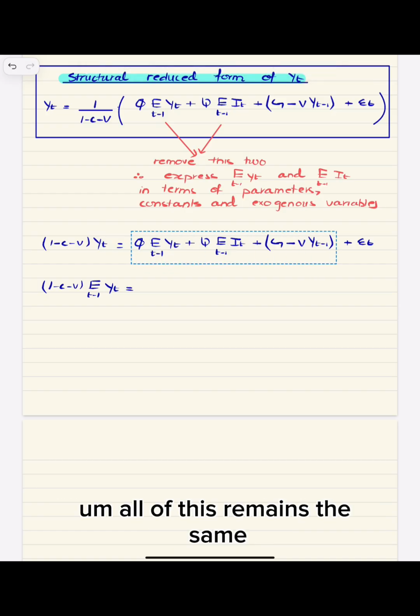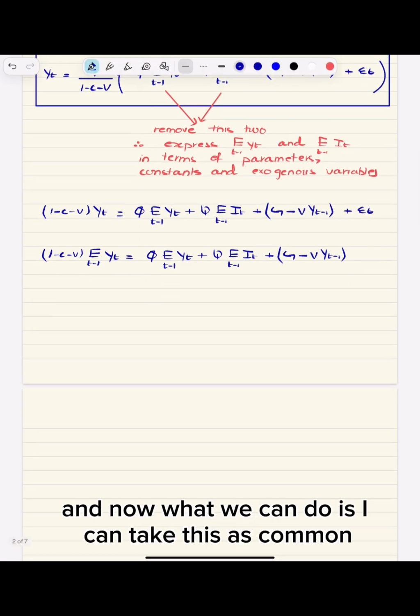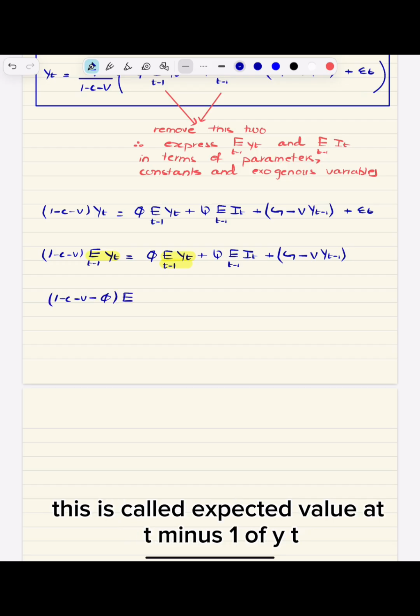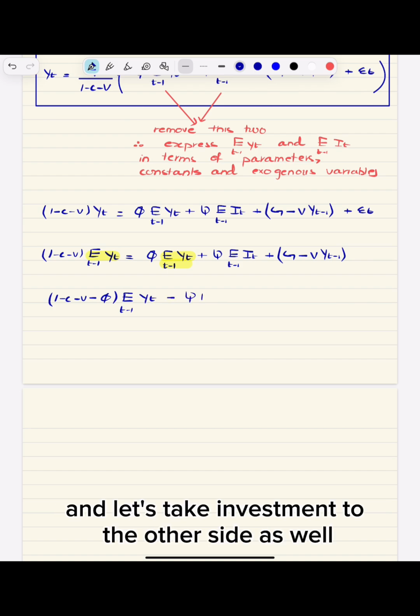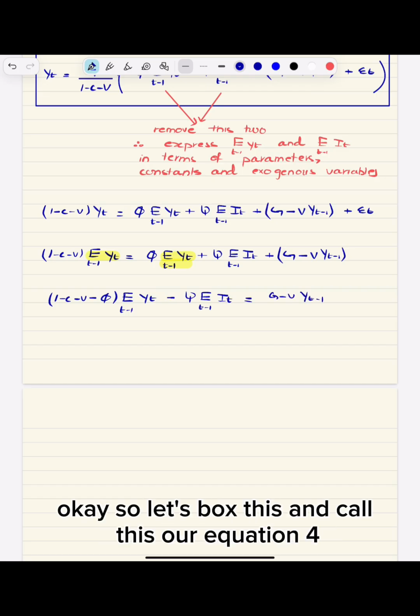All of this remains the same. Okay, and now what we can do is I can take this as common. So I'll have 1 minus c minus v minus whatever this is called, expected value at t minus 1 of yt. And let's take investment to the other side as well, g minus v. Okay, so let's box this and call this our equation 4.